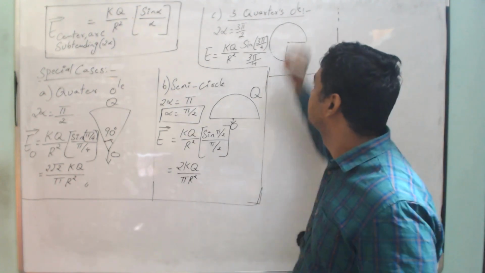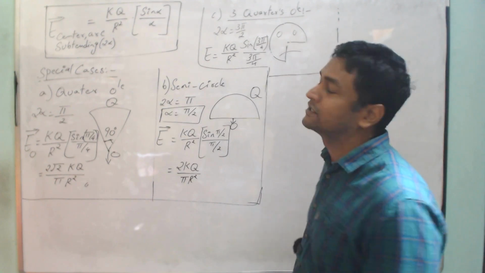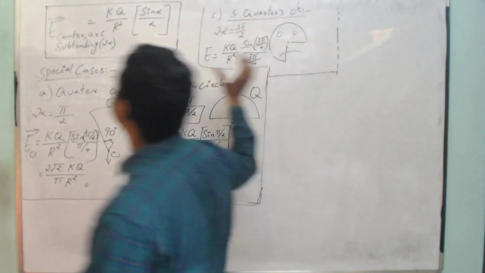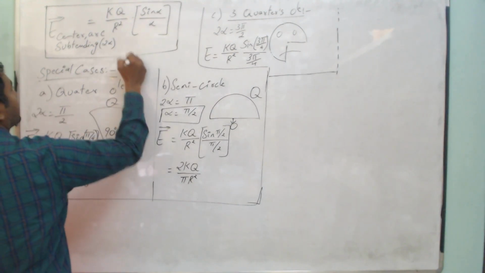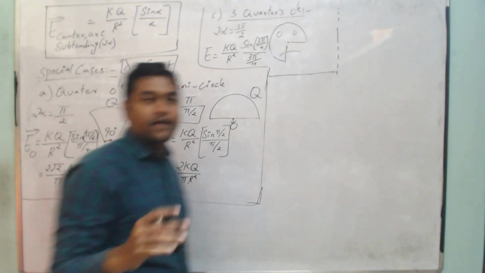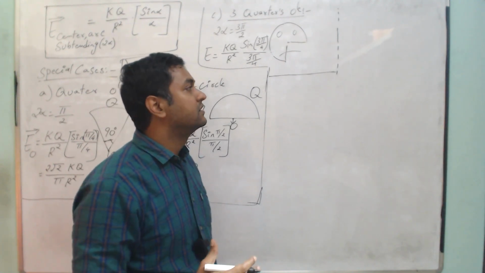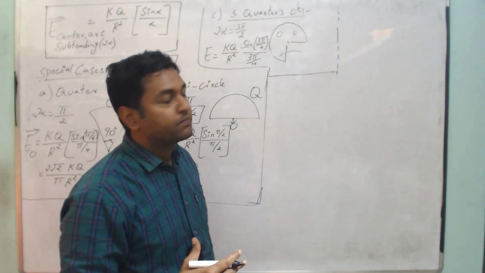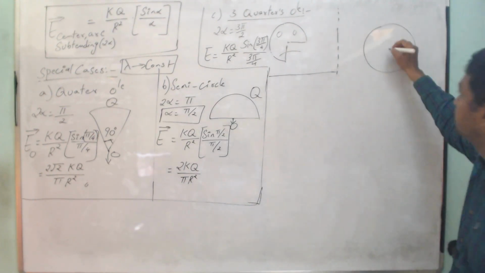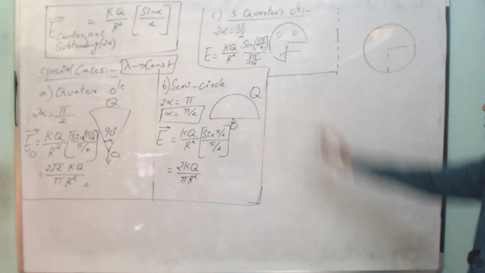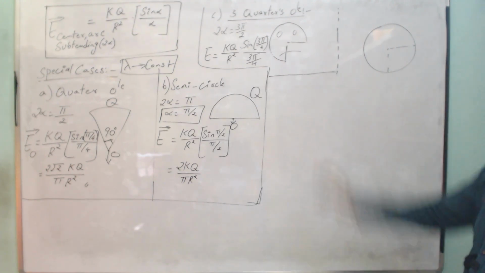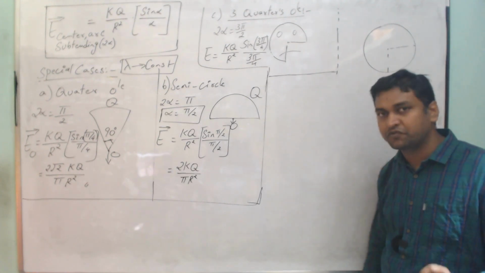Right. So somehow I want to solve this in a different way, just for fun. All these cases are where lambda is a constant, right? It's a uniform distribution, correct? Now you have 3/4 of a circle present. Full circle is not present, correct?